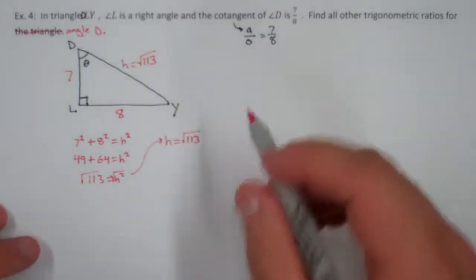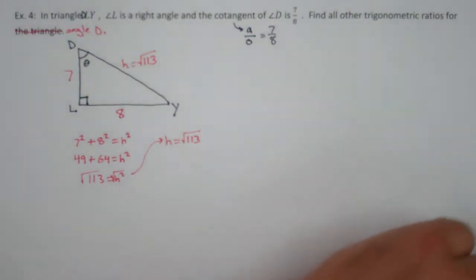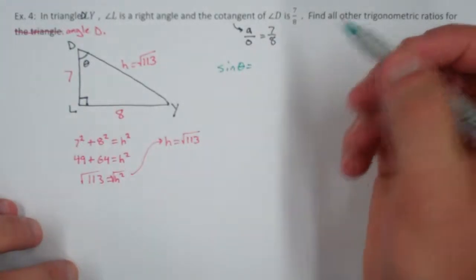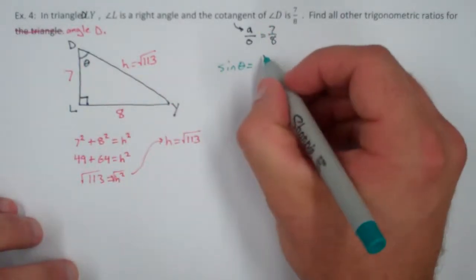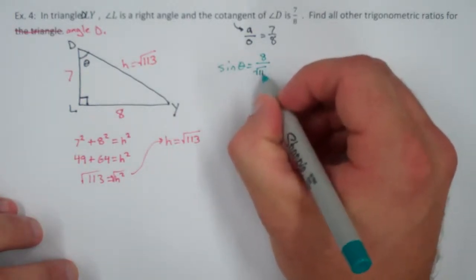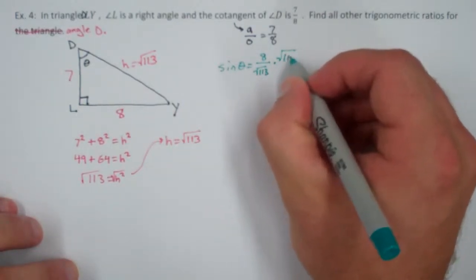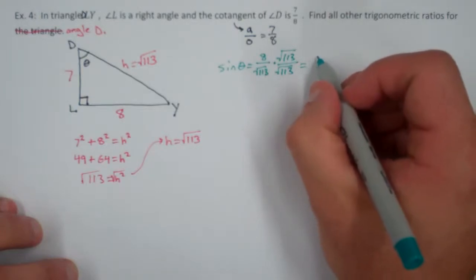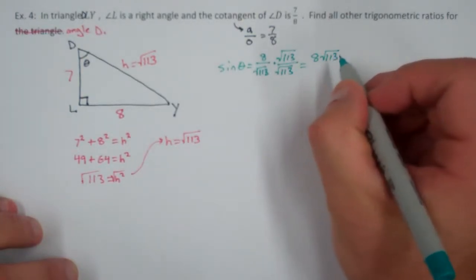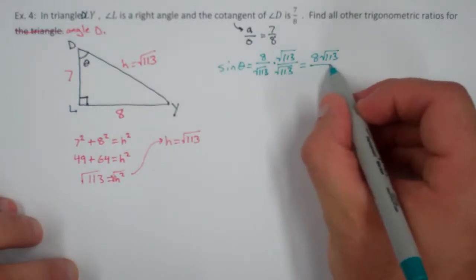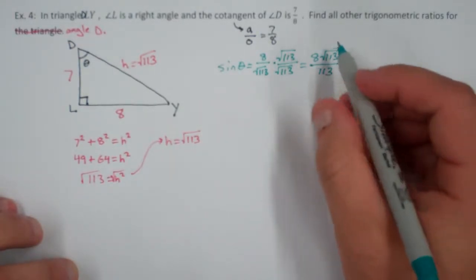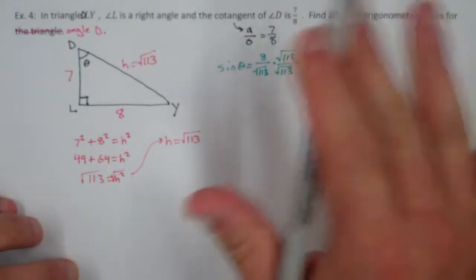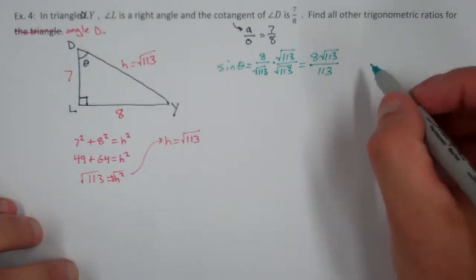If we set up our ratios, we'll try that here in a different color. What we'll do is the sine of this angle, and that would be opposite over hypotenuse, which is the square root of 113. And we'll rationalize the denominator here, get that radical out of the bottom, and we've got 8 square root of 113 over 113. My goodness. And we said that 8 doesn't have a common factor with 113, so that's it.